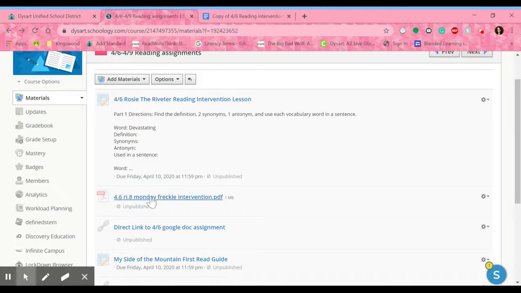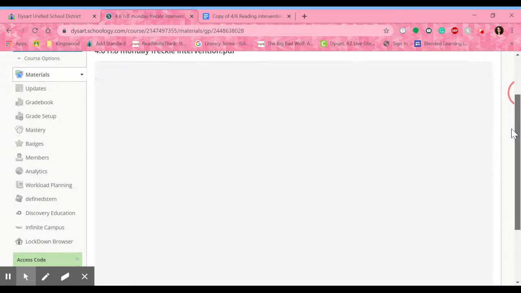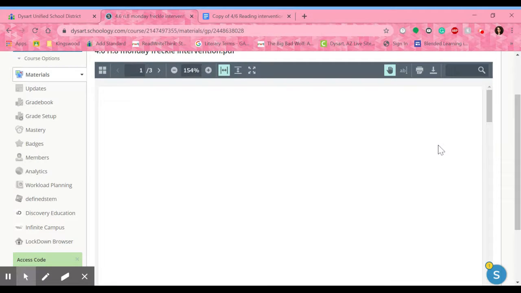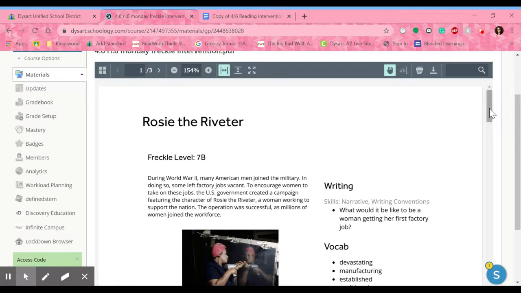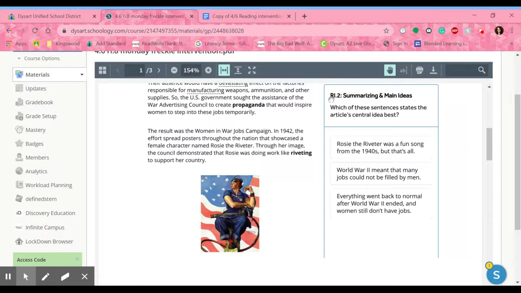The skill we're working on in reading intervention this week is RI8, and that is analyzing an argument. We're going to take a look at the questions for this assignment, just real quick, breaking down what they mean. This first one is assessing the skill RI2, which is being able to summarize and identify the main idea of an informational passage.